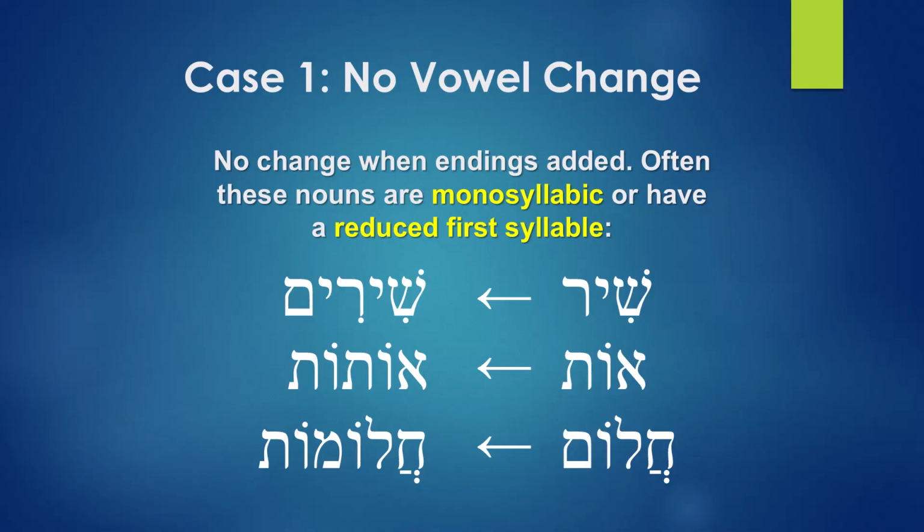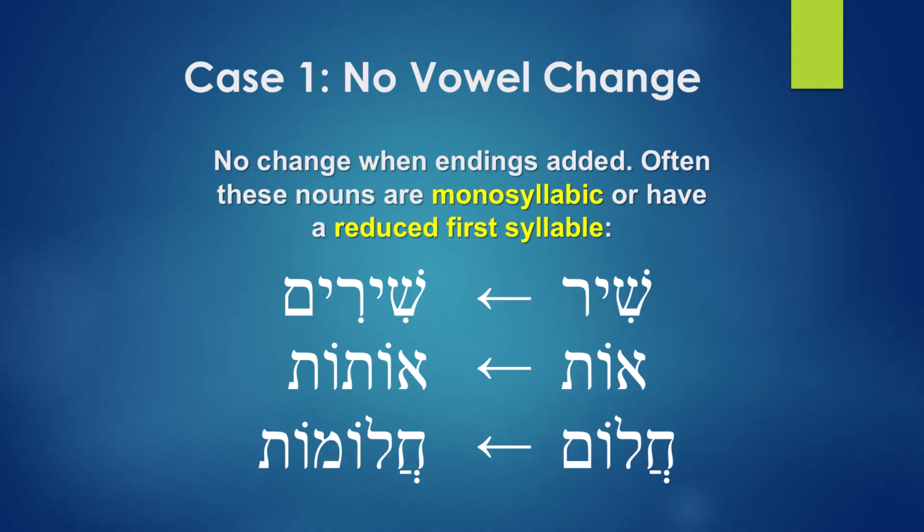Another example of a monosyllabic word is ot. Ot means sign, a sign. If you want to say signs, you say otot. You can see the spelling pattern is still the same because this is a monosyllabic word. You just add the plural ending. It becomes otot. And otot means signs.